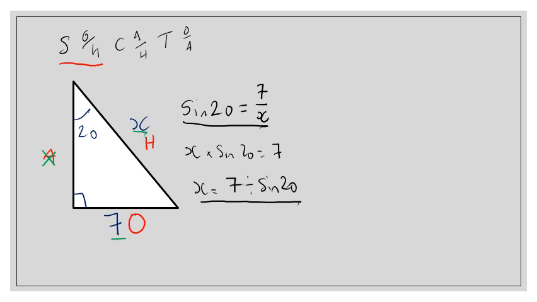We then type that into our calculator. Now we should be noticing we're finding the hypotenuse, so our answer needs to be bigger than 7. So if we get an answer here smaller than 7, we know we've made a mistake. We get 20.5, so we're going to be okay.